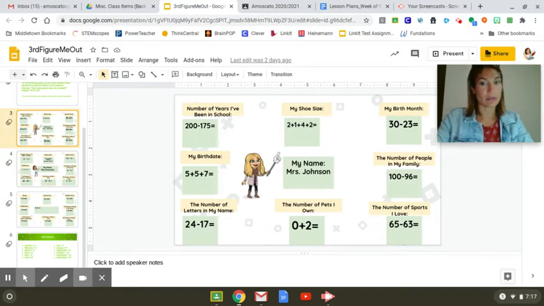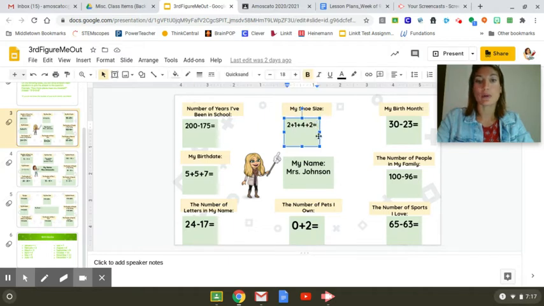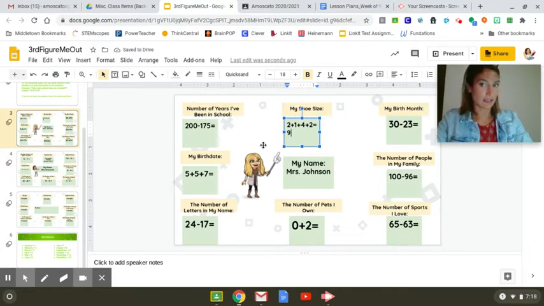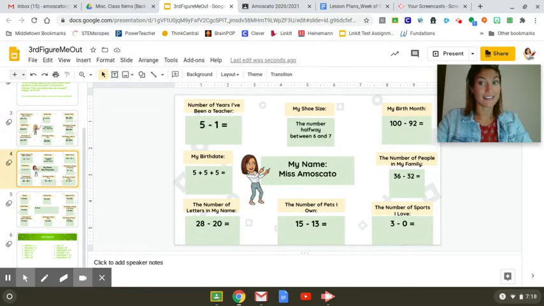So let me give you one example. To figure out Mrs. Johnson's shoe size, I would do 2 plus 1, okay, that's 3, plus 4, that's 7, plus 2 more, that's 9. So that means Mrs. Johnson's shoe size is a size 9. Let me show you my example. And again, if you want to try and solve these, go for it.